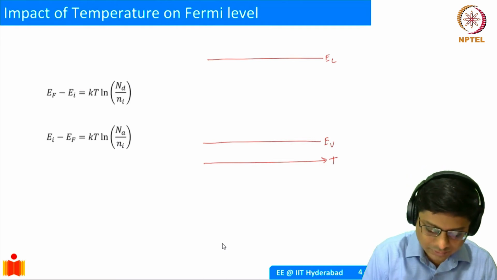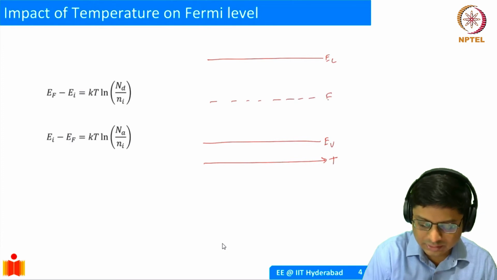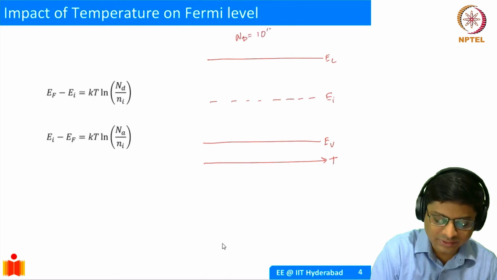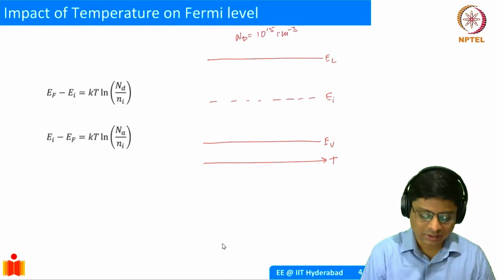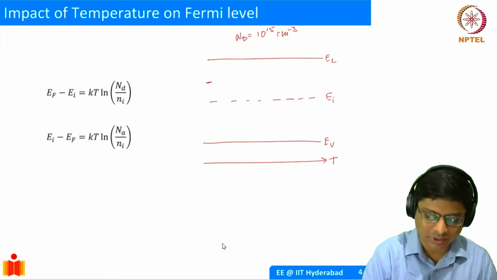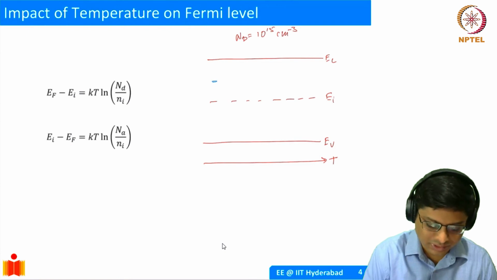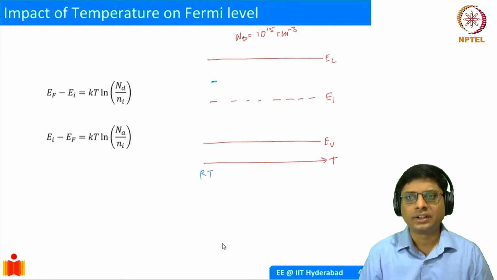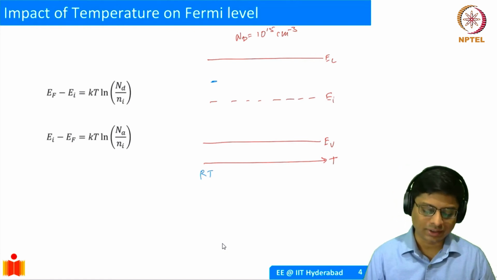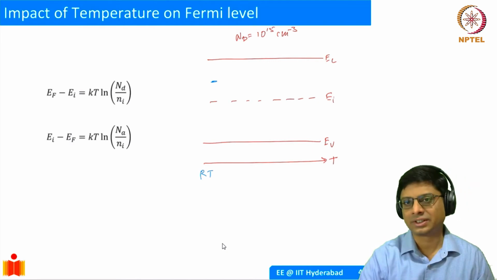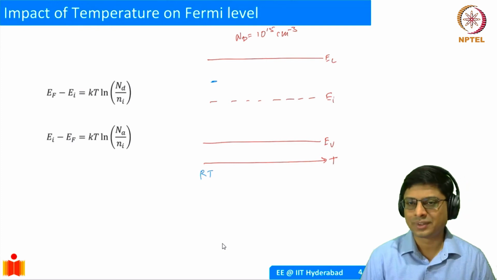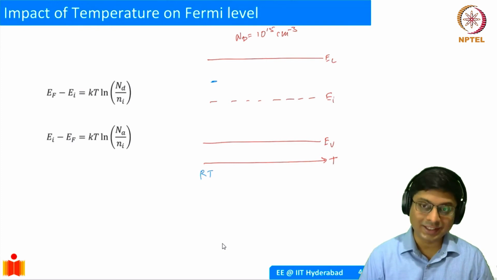If you take that, this is EI. Let's start with ND of 10 power 15 per centimeter cube. Let's say the Fermi level was originally somewhere in here. That's the initial point, at room temperature, RT. Now, as I increase temperature, what happens to the Fermi level? Think about it. Take a moment. If you look at this expression on the left, it says that EF minus EI is going to be KT times ND by NI. So, as the temperature increases, does EF minus EI increase?